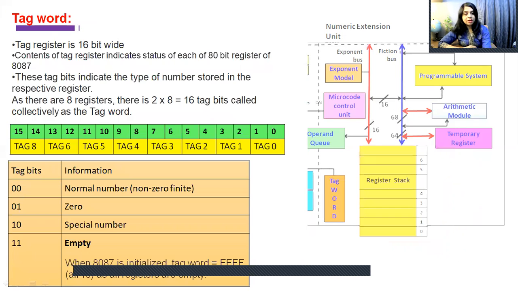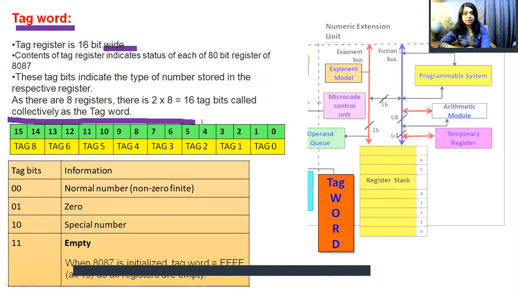Now the next register is the tag word. What is the tag word? This is the tag word register, which is just beside the register stack and is very much related to it. The tag register is 16 bits wide, so its length is 16 bits. You can see here from bit number 0 to bit number 15. The contents of the tag register indicate the status of each of the 80-bit registers of the 8087.